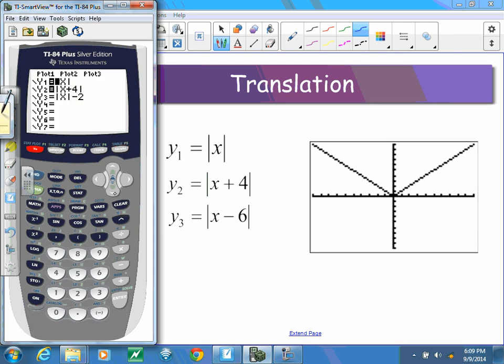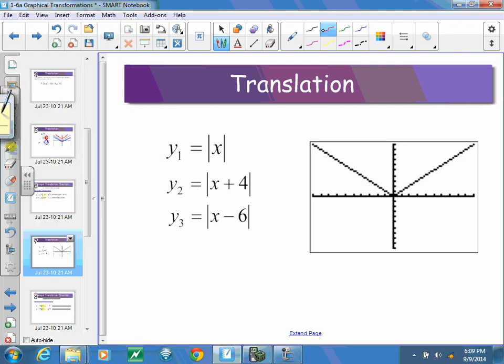If I want to do the third one, we're going to take the absolute value of x, and we're going to subtract 6. And I'm going to go ahead and delete this minus 2 off of here. And now once I look at this graph, notice that it's moving to the right 6 units.